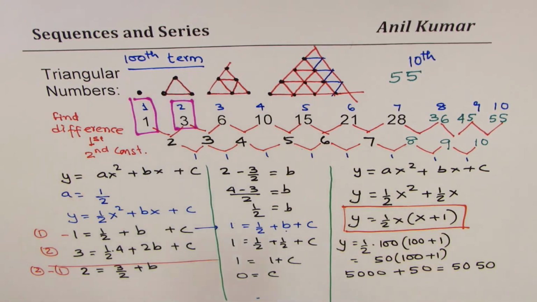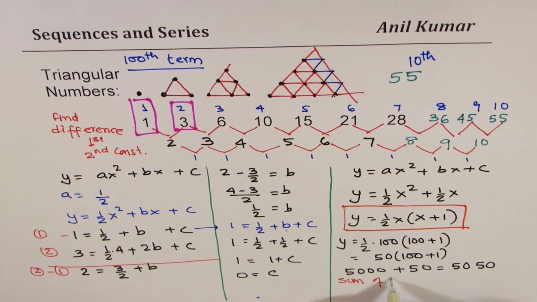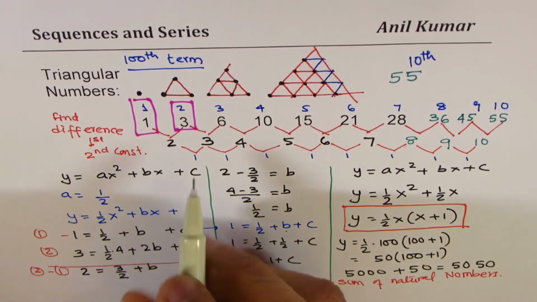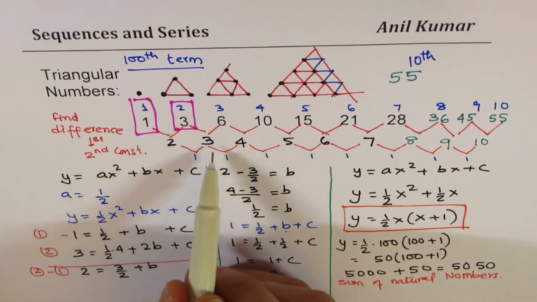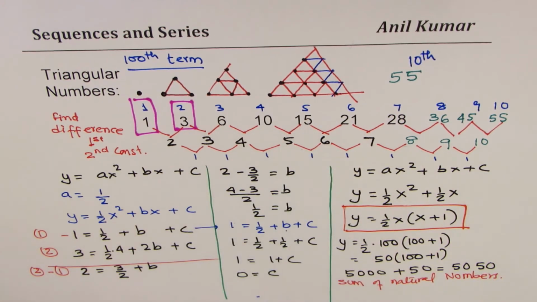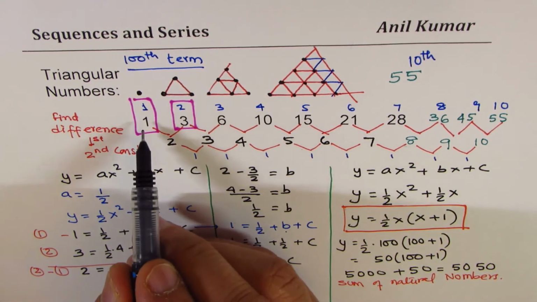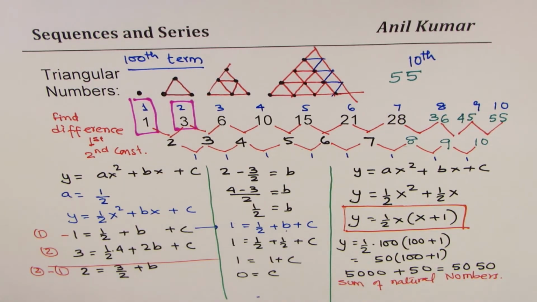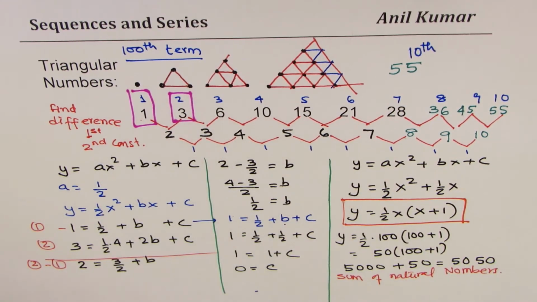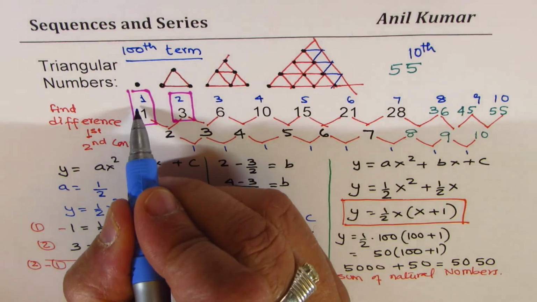Now let me tell you something more about it. That is, this is actually the sum of natural numbers formula, right? Now you could see that this series, 1, 3, 6, 10, 15, 21 and so on, you could also write as sums. Let me reproduce this series as sum of natural numbers. You will understand what I'm trying to say. Let me highlight this first and then we'll rewrite it as sum of natural numbers.